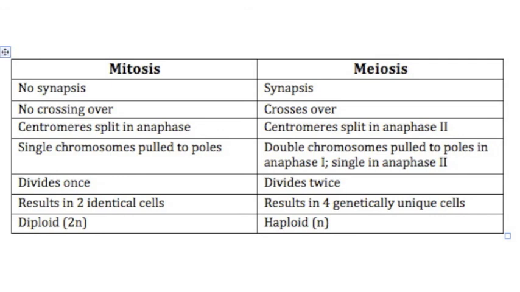and single chromosomes are pulled to poles in anaphase 2 of meiosis. In mitosis, there's one cell division and two identical cells result, and there are two divisions that result in 4 unique cells in meiosis. Mitosis, since it's cell replication, produces diploid cells, while meiosis produces haploid sex cells.